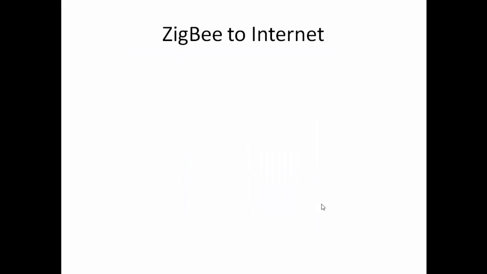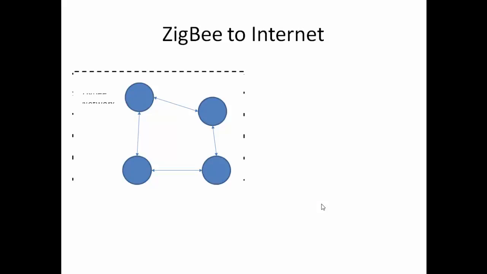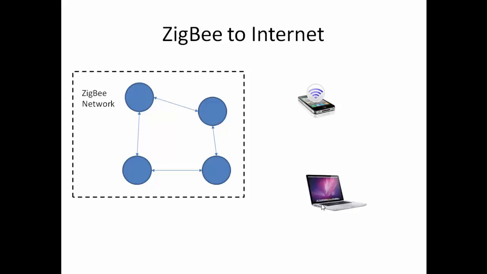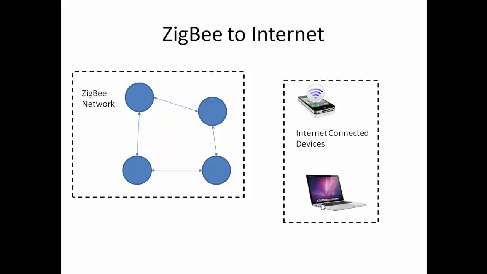Now that was about ZigBee. Now if I have a set of nodes and they implement ZigBee network and have my devices like mobile or laptop which are internet connected, suppose I want to access resources in the ZigBee network, I cannot do it because ZigBee is not really connected to internet.